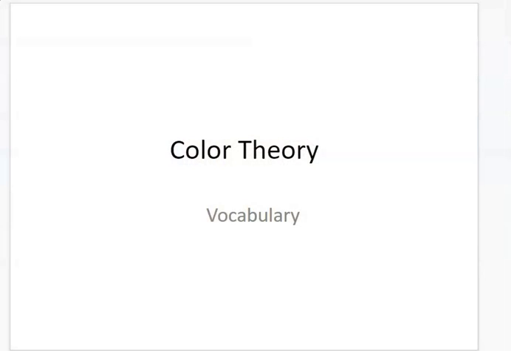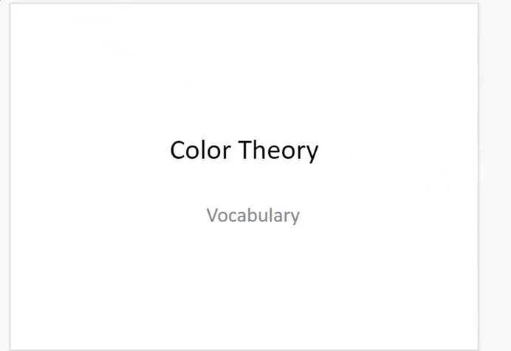Okay, so I'm going to go ahead and share my screen so that you can see what we're going to cover here. Okay, so we're going to talk about color theory. Color theory is a combination of colors. There are different ways of manipulating colors in a piece of artwork, and different combinations of those have different names, okay?